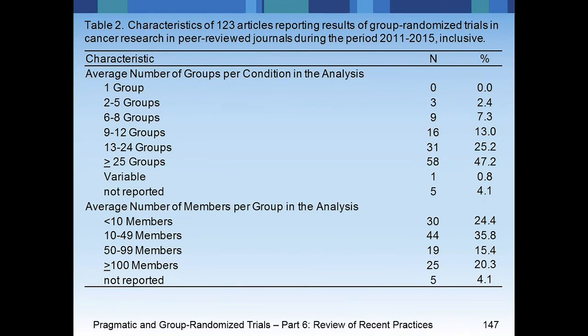The average number of members per group included in the analysis has remained generally small, with more than half of the studies having fewer than 50 members per group, but 20% are larger with more than 100.